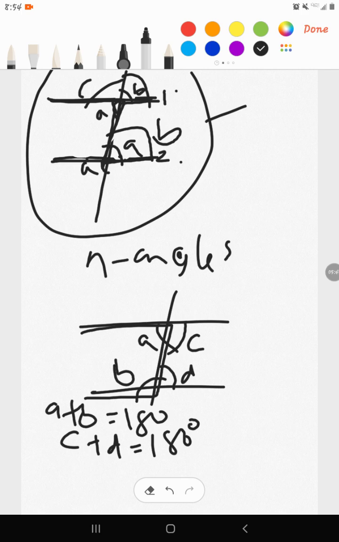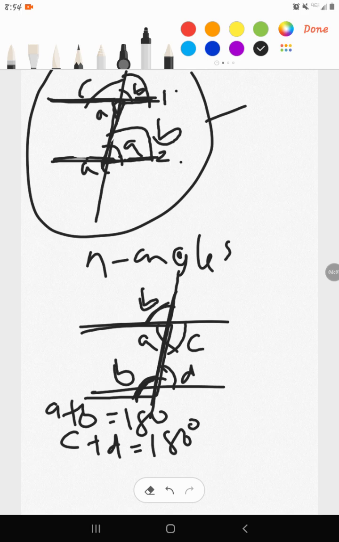Also, let me just use this to recap what I've said before. If B is lying here, then this one on top here will also be B, because they are complementary angles on the same side of the transversal. This is the transversal, this straight line, right?